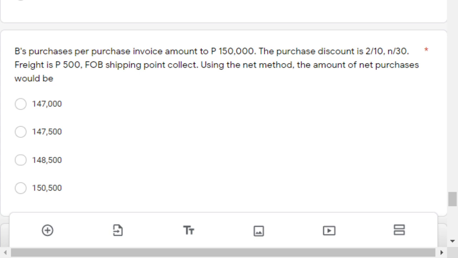These purchases per purchase invoice amount to 150,000. The purchase discount is 2/10, n/30. Freight is 500 pesos. FOB shipping point collect using the net method. The amount of net purchases would be... So, para makuha natin yung net purchases, again, magsisimula tayo sa purchases, less natin yung discount, and i-add natin yung ating freight in.